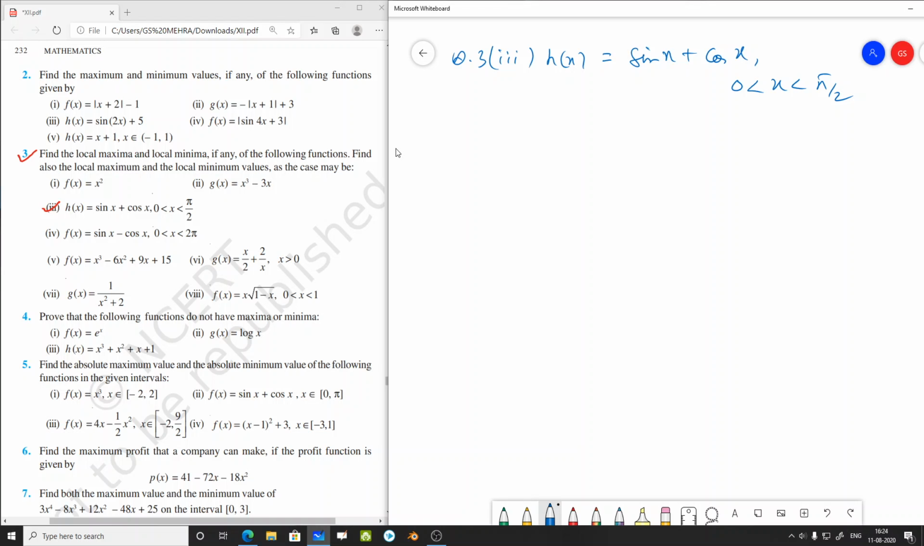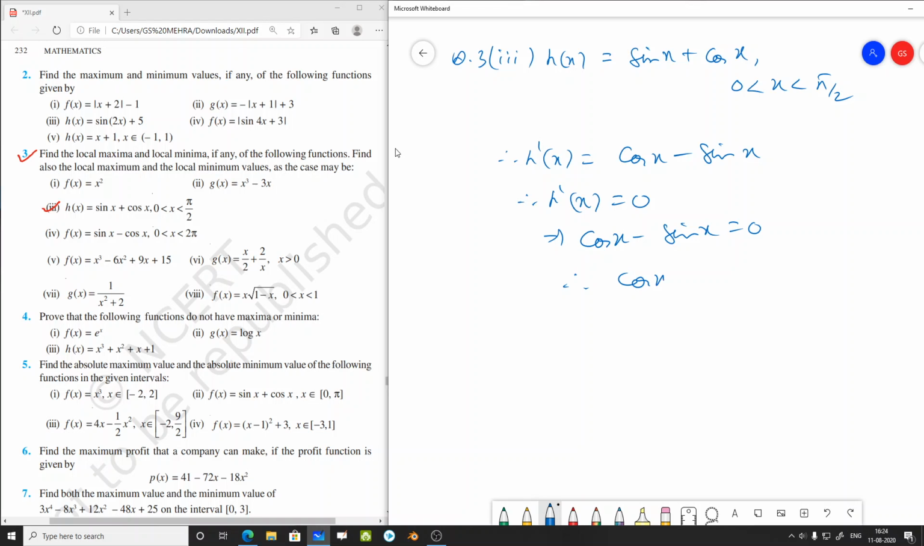First, we have to find the derivative of h(x). So h dash x equal to, differentiation of sin is cos x, and differentiation of cos is minus sin, so cos x minus sin x. Next we put h dash x equal to 0, because at a turning point the derivative of the function is always 0. Therefore cos x minus sin x equal to 0.